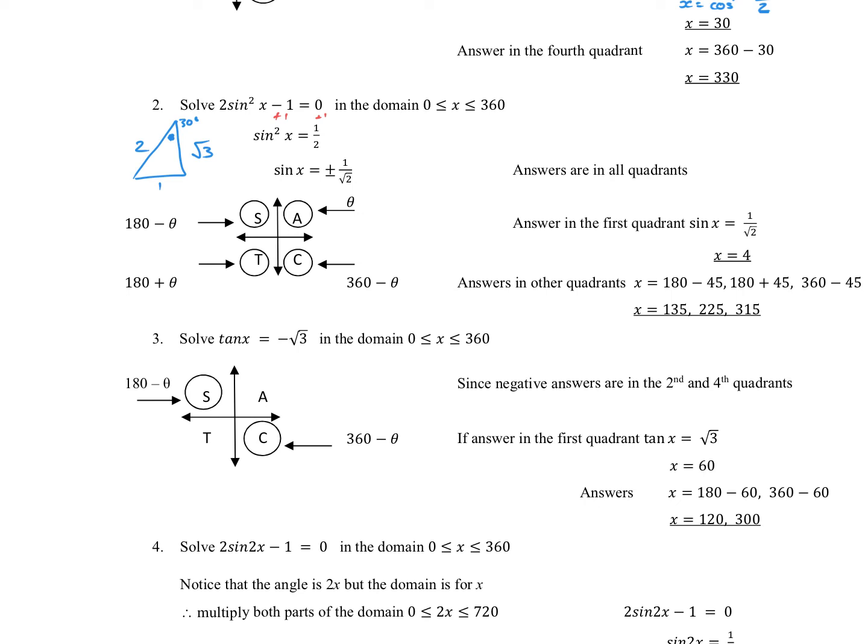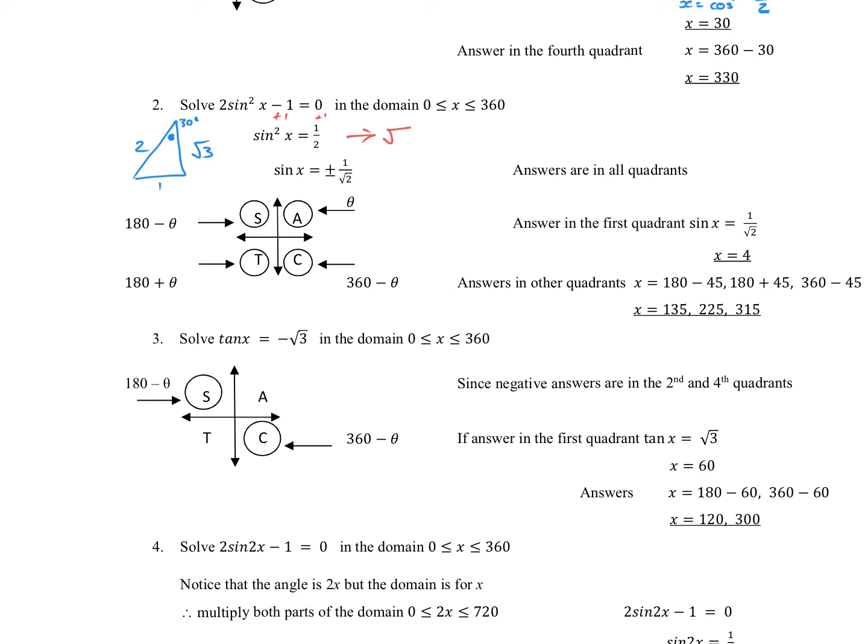So here we've got sine squared x is equal to 1/2. We need to get just sine x, so what we have to do is take the square root. When we take the square root of both sides, we end up with sine x is equal to plus or minus, because we've taken that square root, of 1/√2. That means that it can be in all 4 quadrants, because it can be a positive or a minus answer.